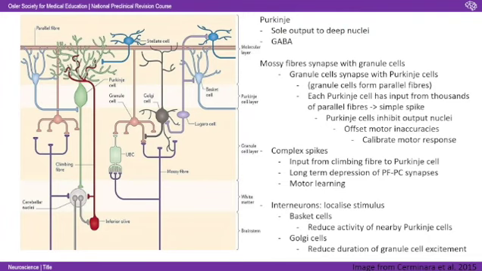It's the basket cells that are doing so spatially. They're reducing the activity of nearby Purkinje cells, so only the Purkinje cell you want fires. And then Golgi cells are reducing the duration. That's the temporal limitation, the time limitation. They're limiting granule cell excitement. They're saying, you fire and then you stop. If that makes sense.